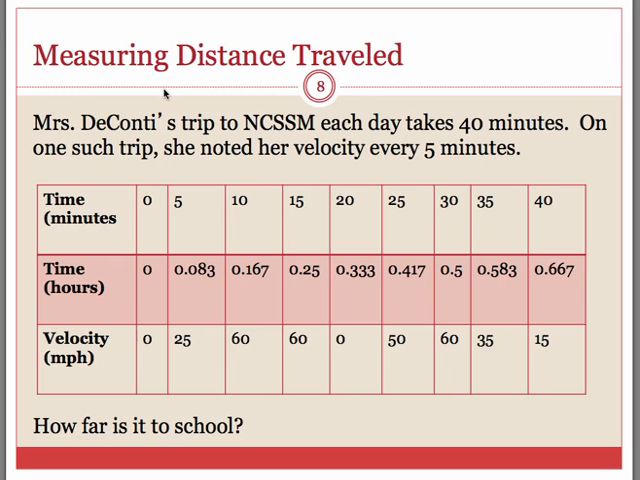So what we're asked to do is determine how far it is to get to school for Mrs. DeConte. So we're going to actually use both a left endpoint and a right endpoint approximation to do this. This is a type of Riemann sum, but you're going to notice it's not quite exactly a Riemann sum because since all of these time intervals are consistent, they're all 5 minutes apart, of course our rectangle widths are not going to vary. So this is not perhaps a true Riemann sum where the widths are allowed to vary.